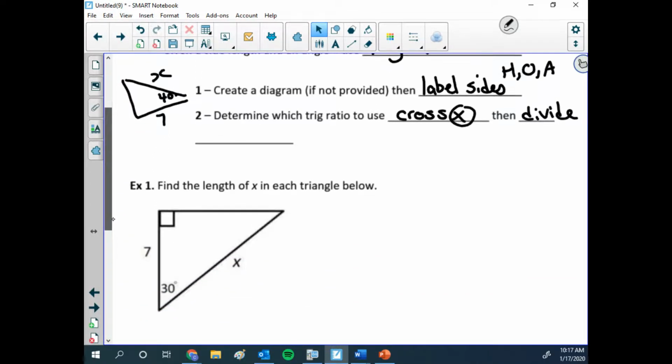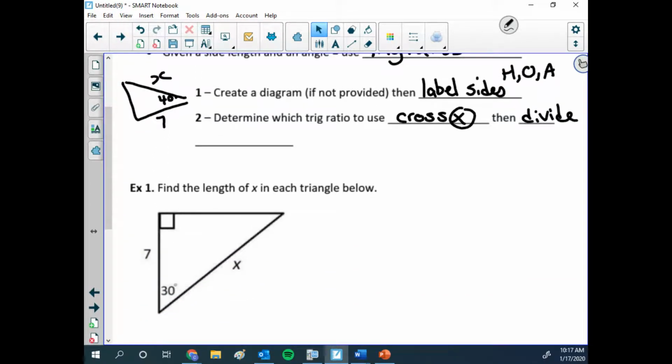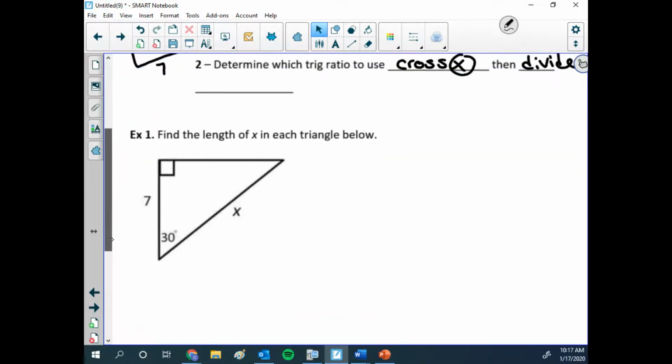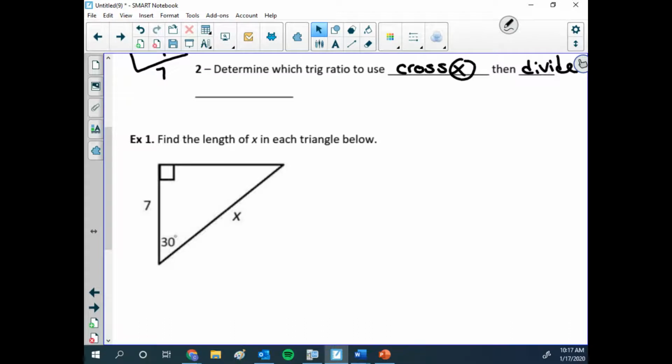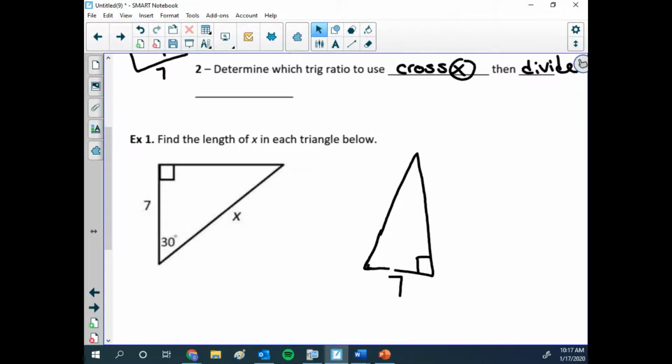So let's go look at an example. This is the harder example, so maybe I'll do an easier example first. So let's say I'm given this triangle. Here is 7. Here's theta. Sorry, this is 70 degrees. I want to know what the length of x is. So I'll do this one first.